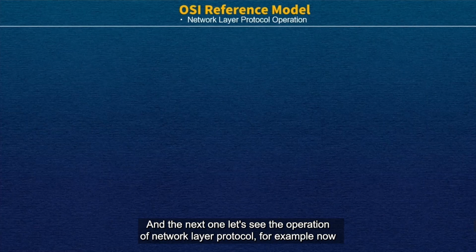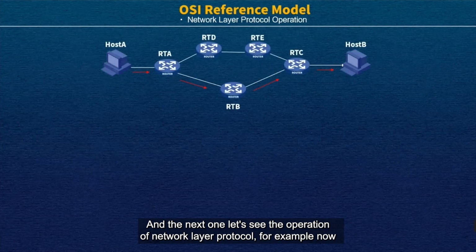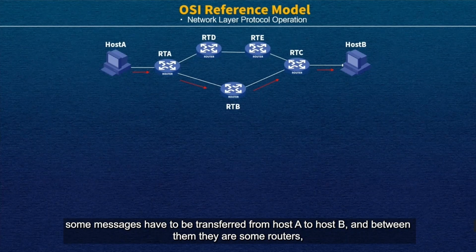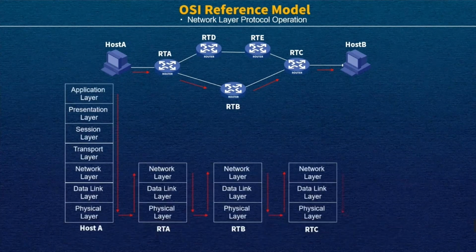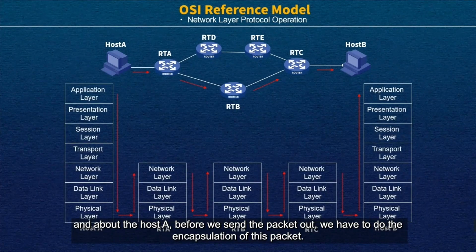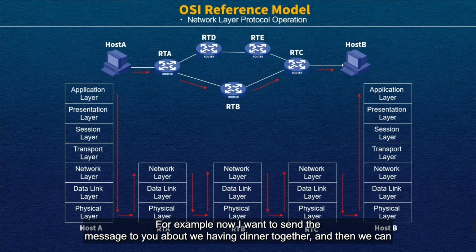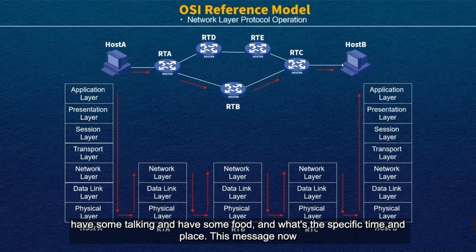And for the next one, let's look at the operation of network layer protocols. For example, now some message has to be transferred from host A to host B, and between them there are some routers. About host A, before we send the packets out, we have to do the encapsulation on host A. For example, now I want to send a message to you. In the dinner, I hope we can have some talking and have some food with you, and what's the time, what's the place.